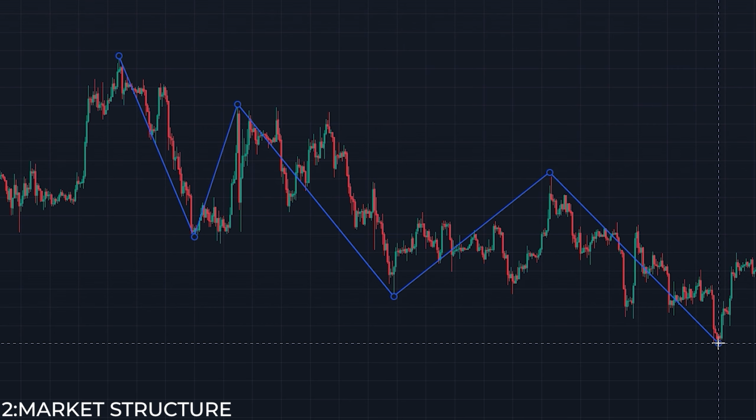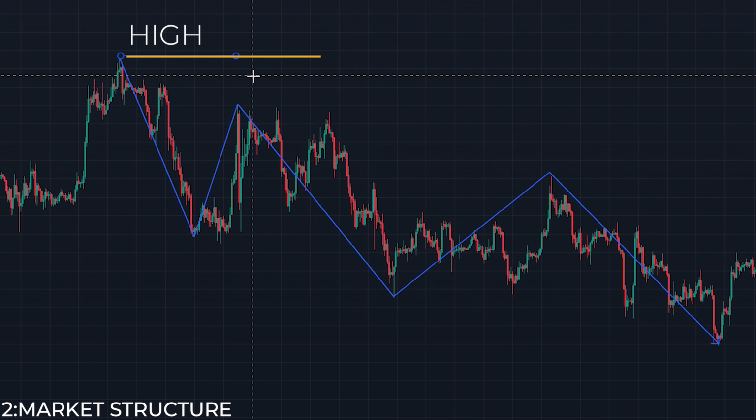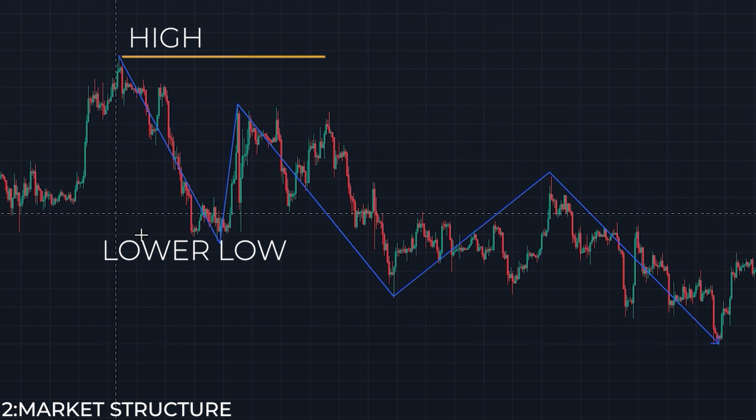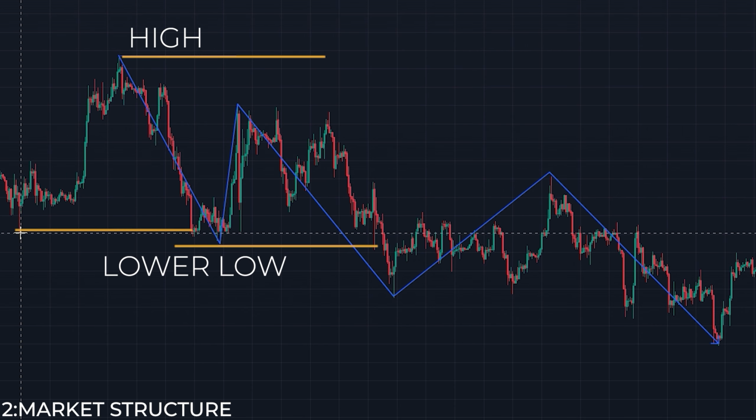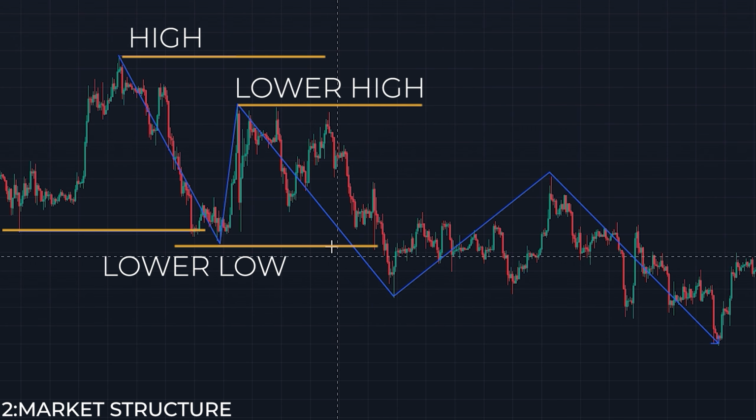Here we see the opposite, a downward structure. This is where we see just the high. After that, we have a lower low. Then it updates the next closest low and becomes another lower low. Then it goes to a lower high. After that, we see the update of the previous low. That is another lower low, after which we see, again, a lower high, and so on.